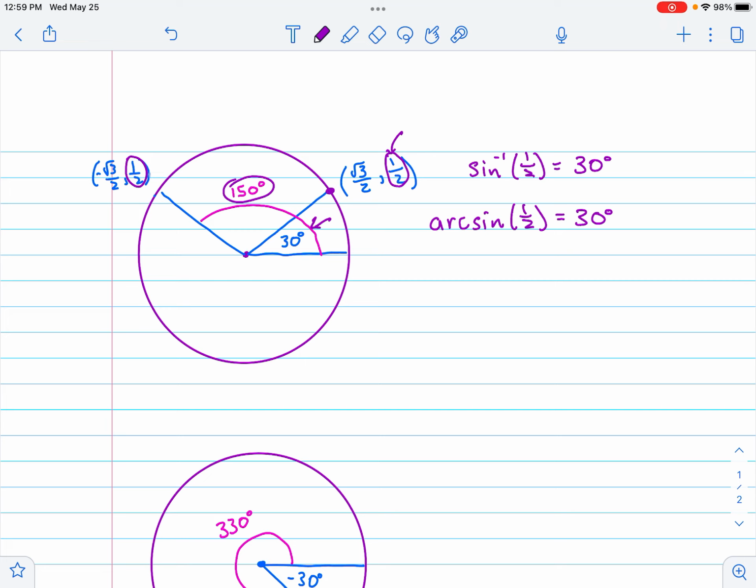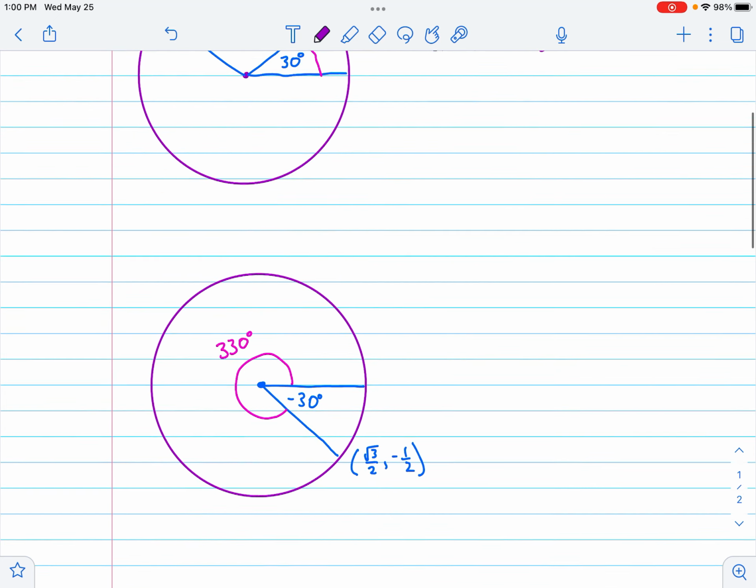You could argue that way, but no, you have to be specific. When you're using this notation, when you're talking about the inverse, the output for sine has to be between negative 90 degrees and positive 90. So 150 is not going to be a part of that. The only answer for inverse sine of 1/2 is 30 degrees, because the output has to be between negative 90 degrees and positive 90, or negative pi over 2 and pi over 2 if we're dealing with radians.